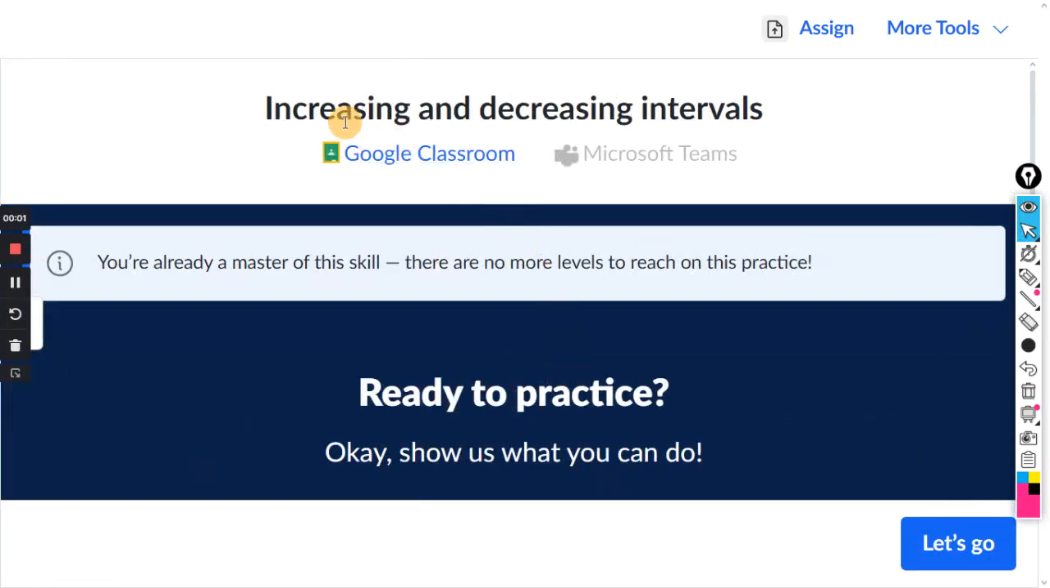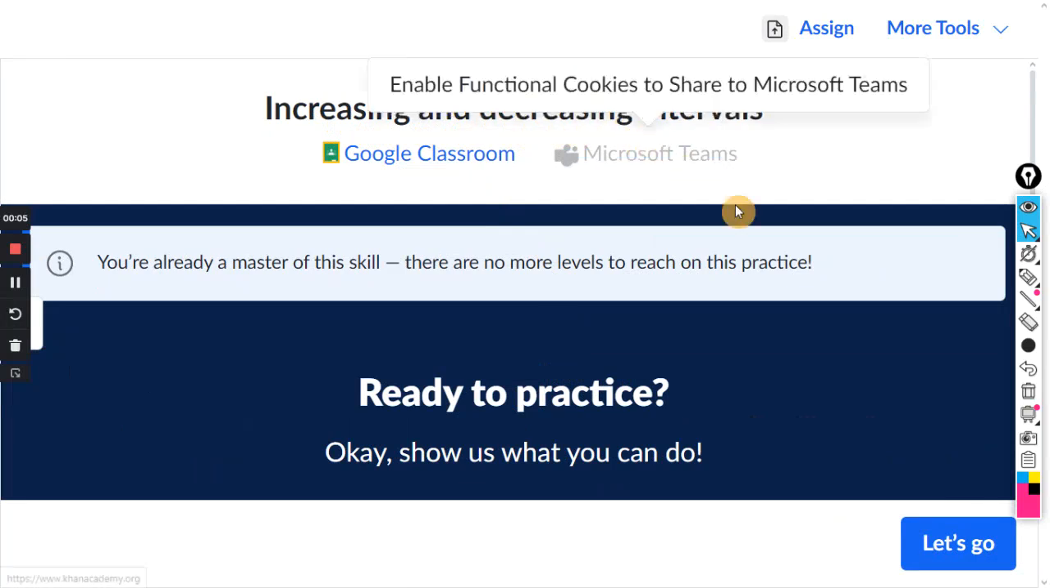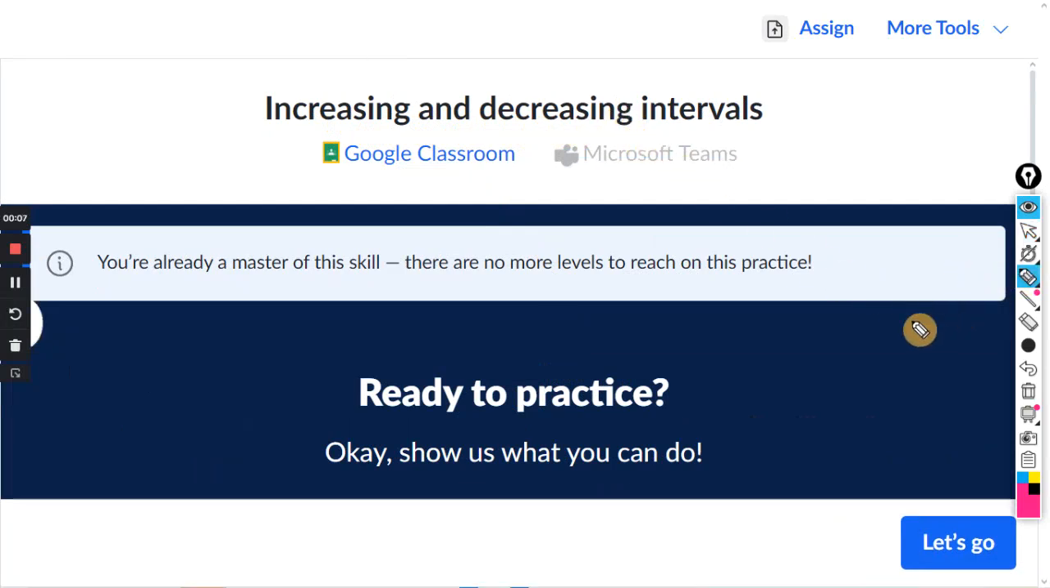All right, this is for the Khan Academy exercise, increasing and decreasing intervals. And it's actually pretty simple for the notes. The increasing interval will be going up and to the right, and the decreasing interval will be going down and to the left.